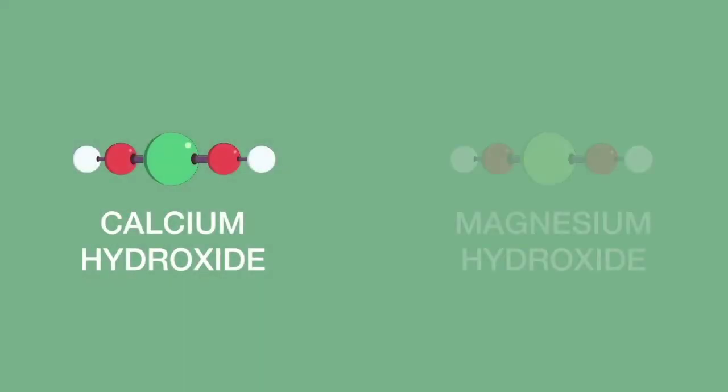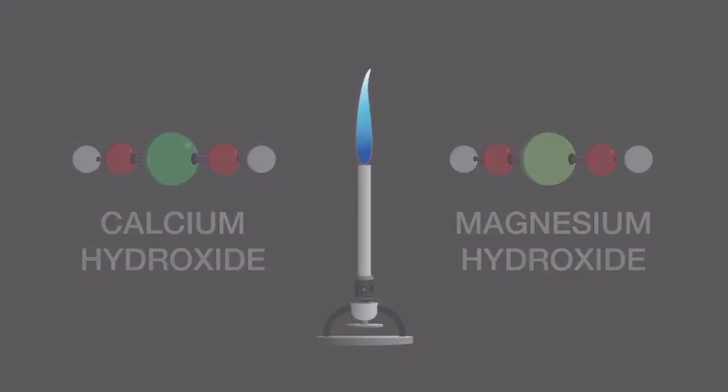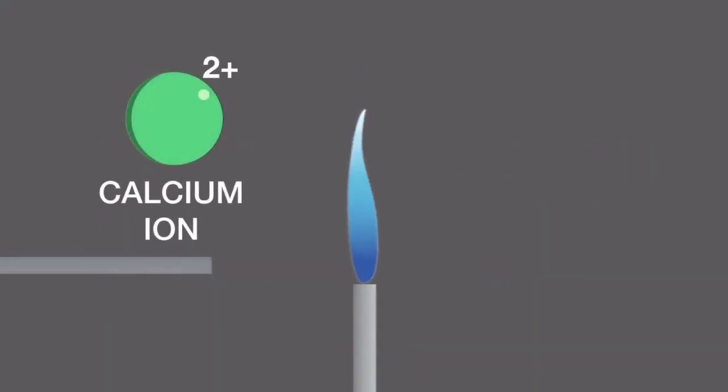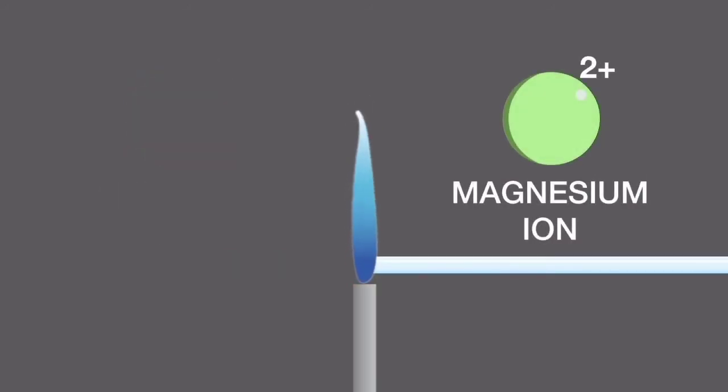Calcium hydroxide and magnesium hydroxide can be compared using a flame test. Calcium ions will give a brick red flame, whereas magnesium ions do not give a flame color.